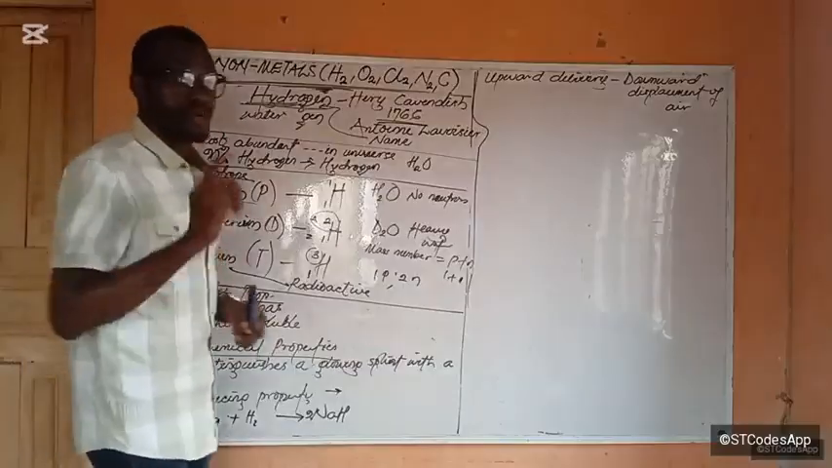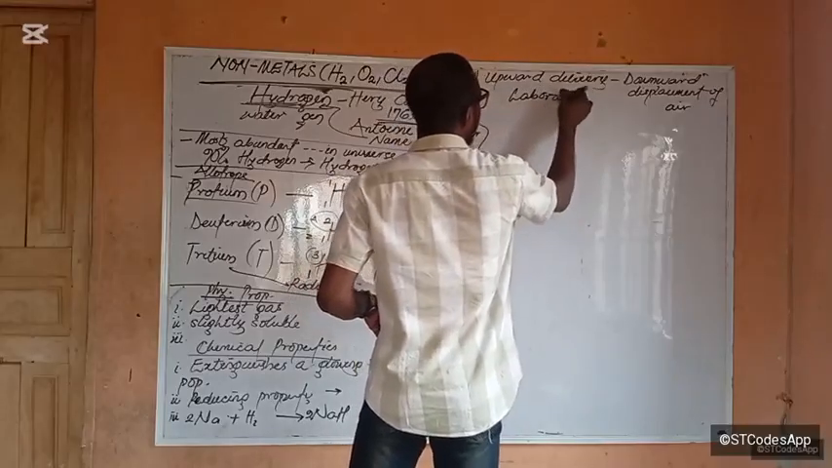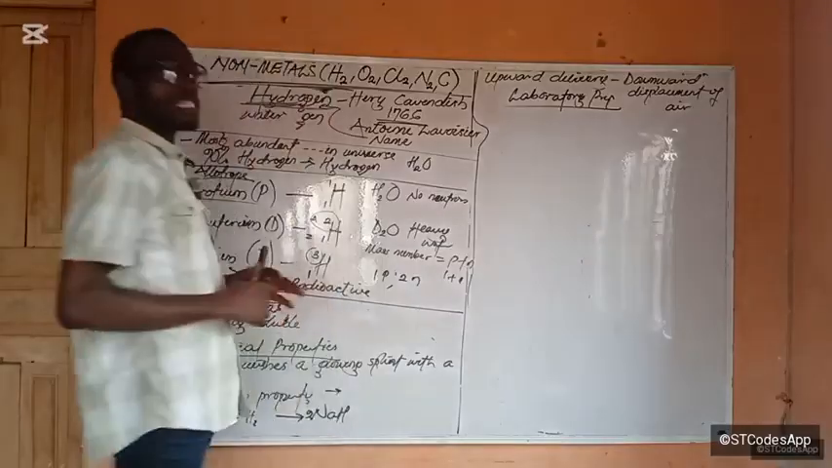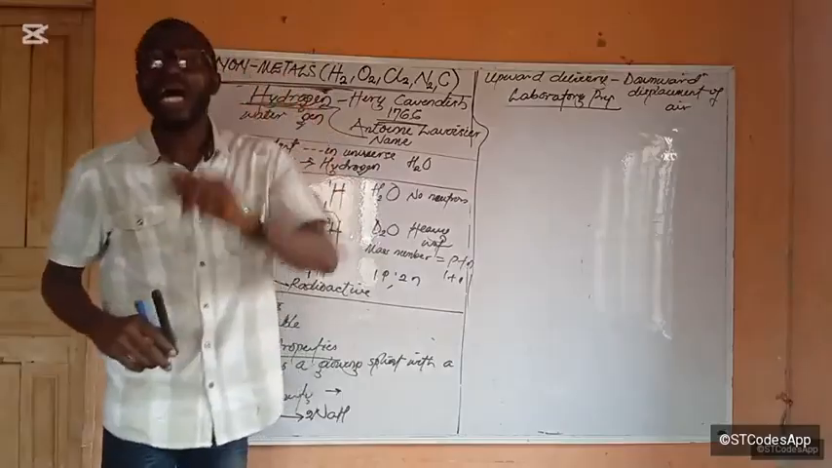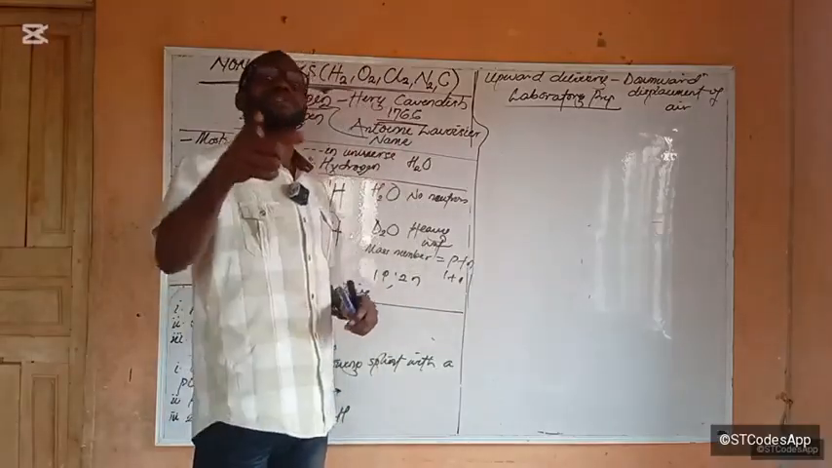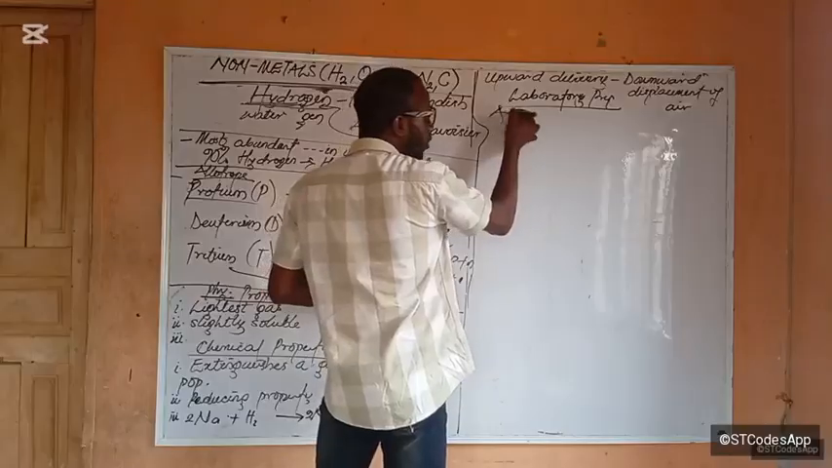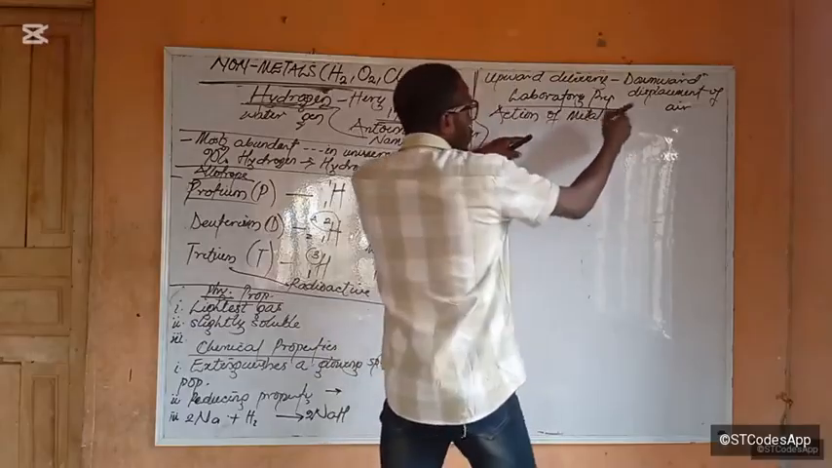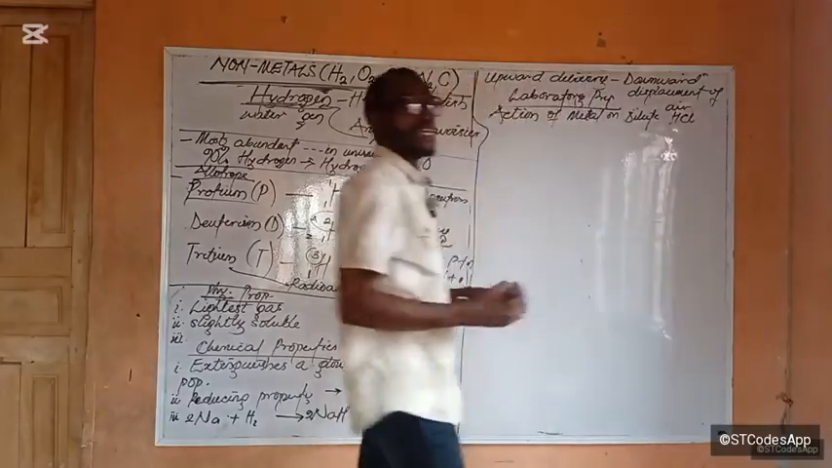Okay, let's go to the laboratory preparation already. For hydrogen, I've talked about this in salts. You will use the action of a metal on a dilute acid. The acid must be dilute, for example, dilute HCl.